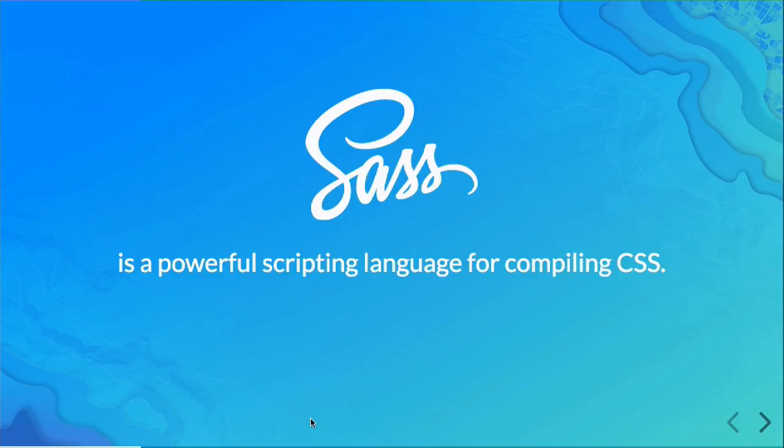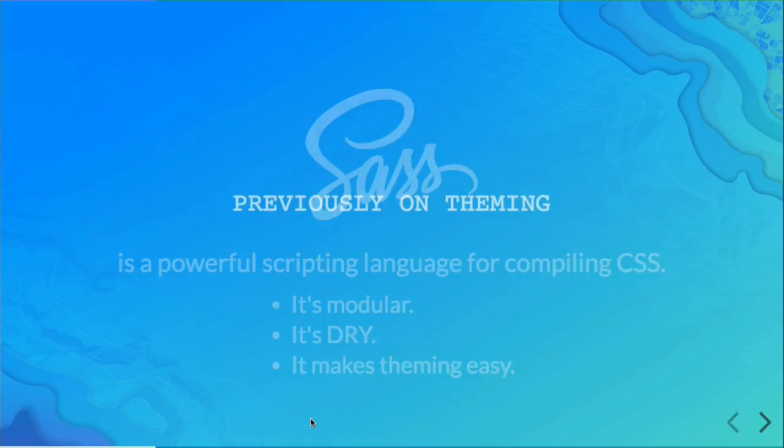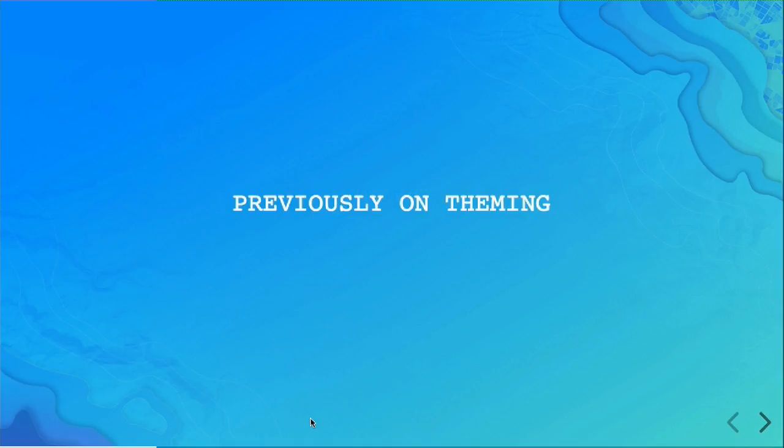The reason we're using Sass is because it makes it a lot easier for us to compile CSS because it has a lot of power. It's modular. It makes it so that we're not having to repeat a lot of code, and really it makes theming really easy.